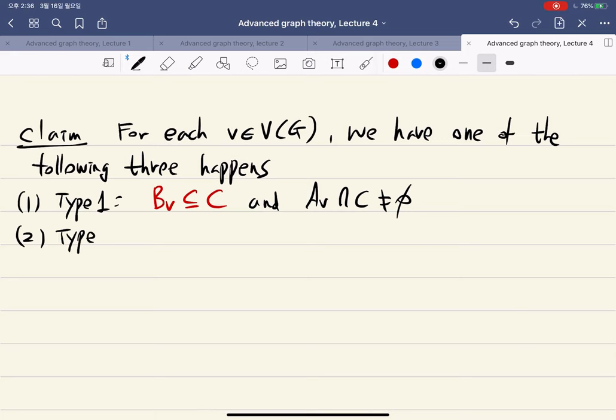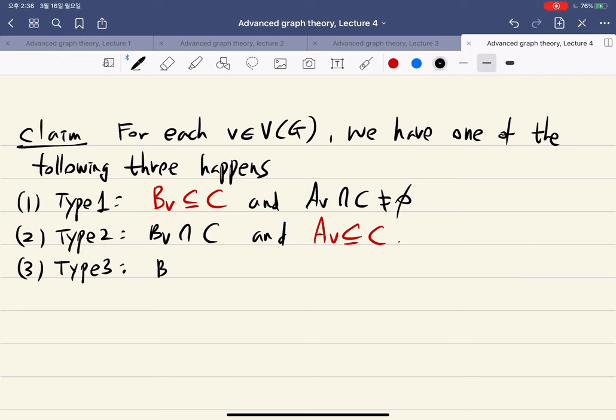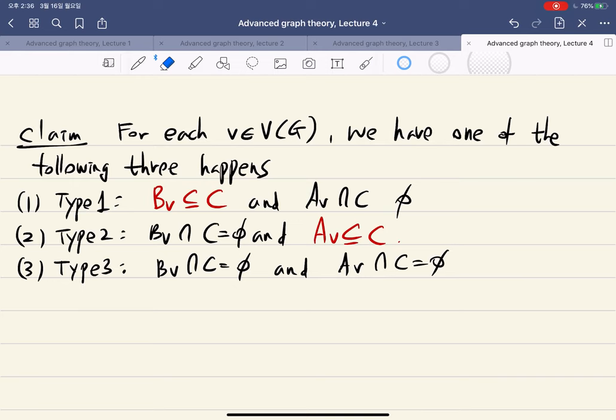And type two: B_v is not in C, but A_v is entirely in C. And three: B_v is not in C, and A_v is also not in C. Sorry, I noticed that I wrote an inequality here, but this must be the empty set. So we show that one of the three situations holds.